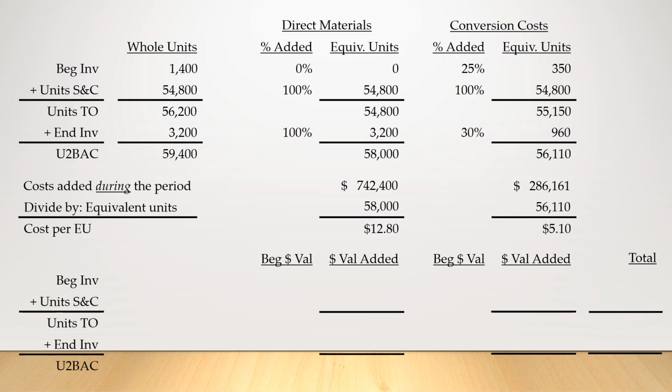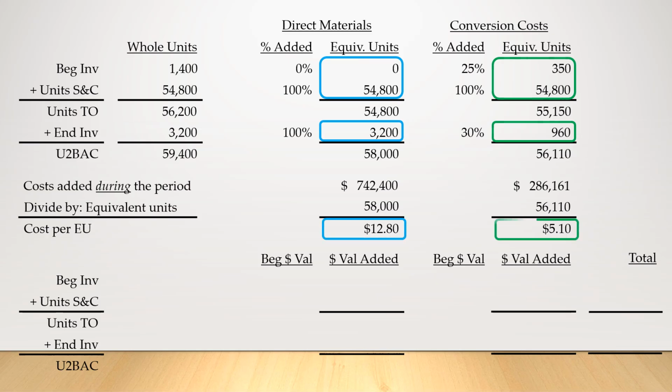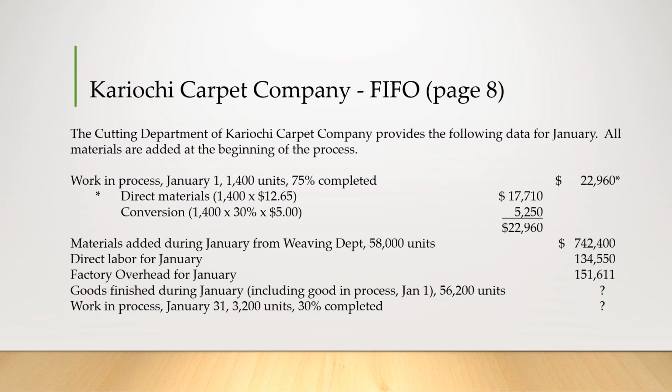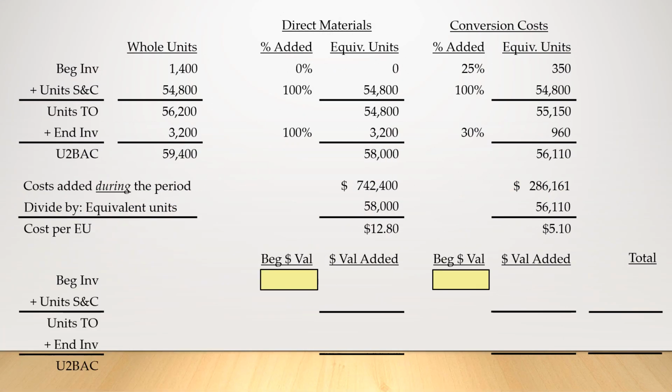Step 4. Convert these equivalent units to a dollar value by multiplying them by their respective cost per EU. Before we do that, copy over the beginning inventory direct materials and conversion costs. Our materials cost in beginning inventory was $17,710, and its conversion costs were $5,250. Now fill out the bottom table with those products as we did in the previous example.